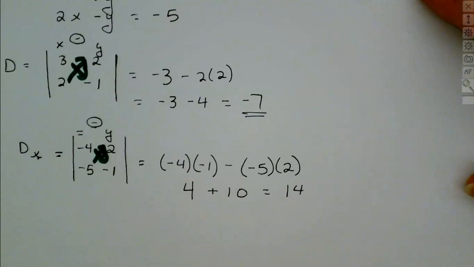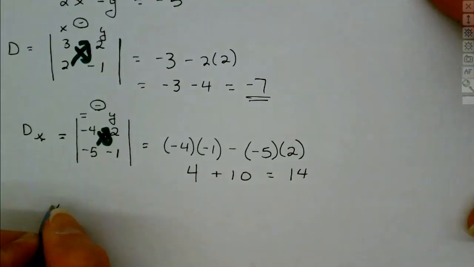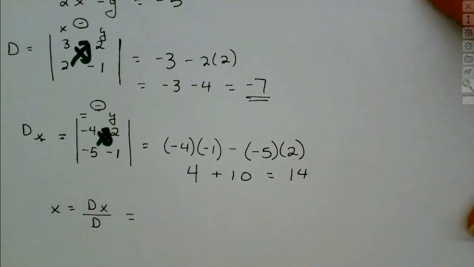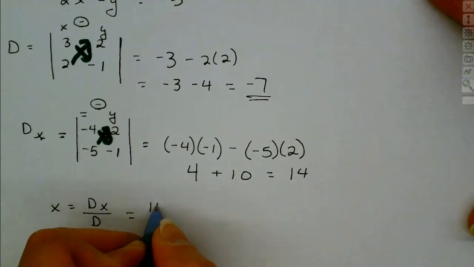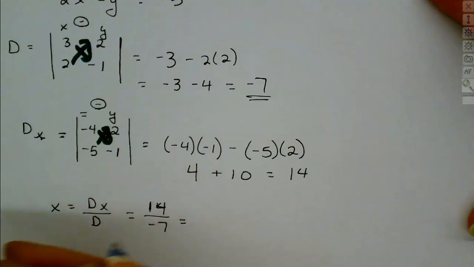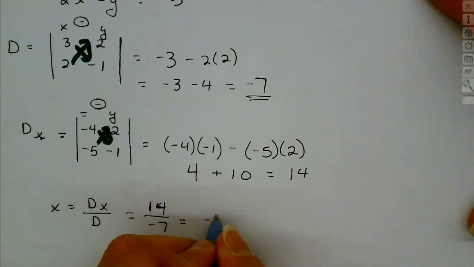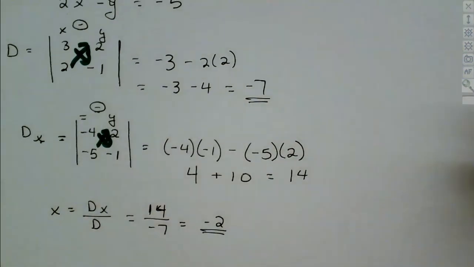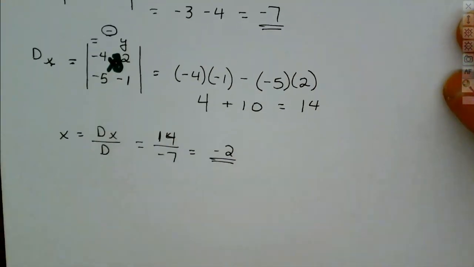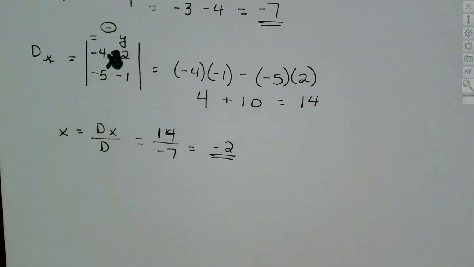All right? Because what is x? Well, x is dx over d. Now, what did we find dx to be? Well, that was d, right? dx was the 14. D down below is a what? Minus 7. And 14 divided by a minus 7 is a what? Minus 2. Okay, that's one piece of it. So we have the x already. Now, what else do we have to find? Y. And as you can tell, elimination, and even probably Gauss-Jordan, is a little bit quicker.